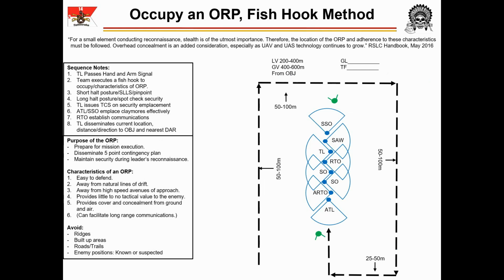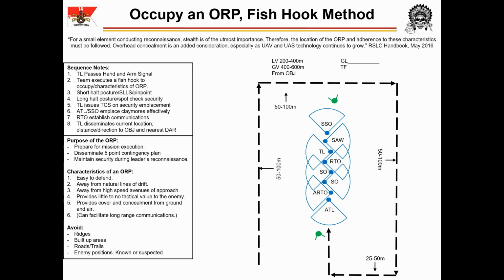The team leader may spot check security if he deems necessary. The SSO and ATL emplace claymores to the 12 o'clock and the 6 o'clock, at least 16 meters from the team's location, and ideally with a tree or other large, heavy obstacle between the claymore and the team. This is to avoid the steel plate on the back of the claymore flying back and striking a team member in the event of a detonation.